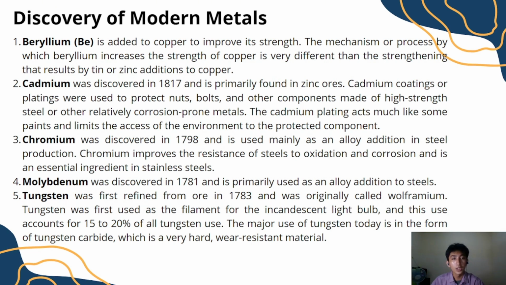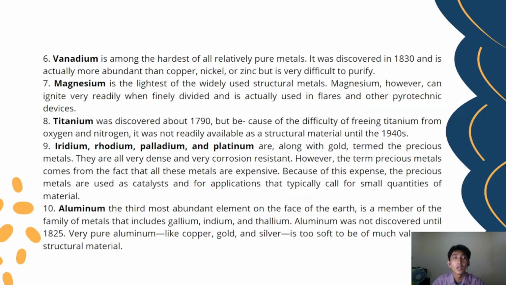Tungsten was first obtained from ore and was originally called wolframium. Tungsten was used as the filament for the incandescent light bulb, and this use accounts for 20% of all tungsten used. The major use of tungsten today is in the form of tungsten carbide, which is a very hard, wear-resistant material.